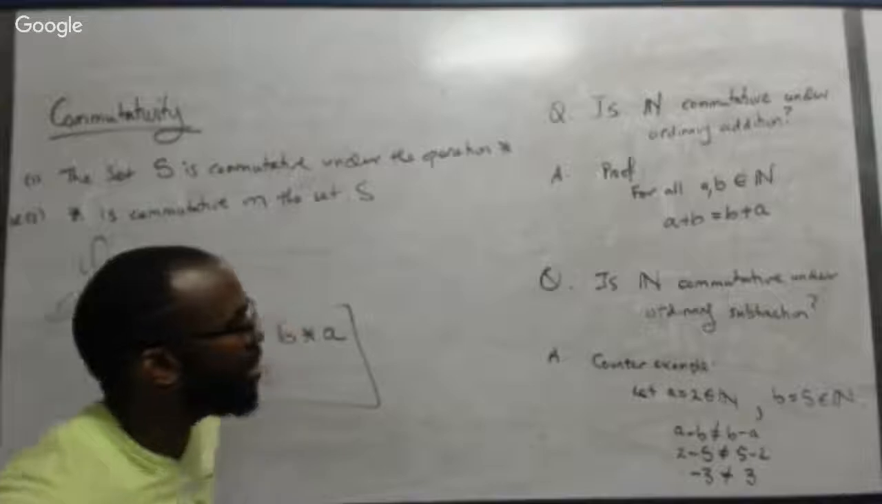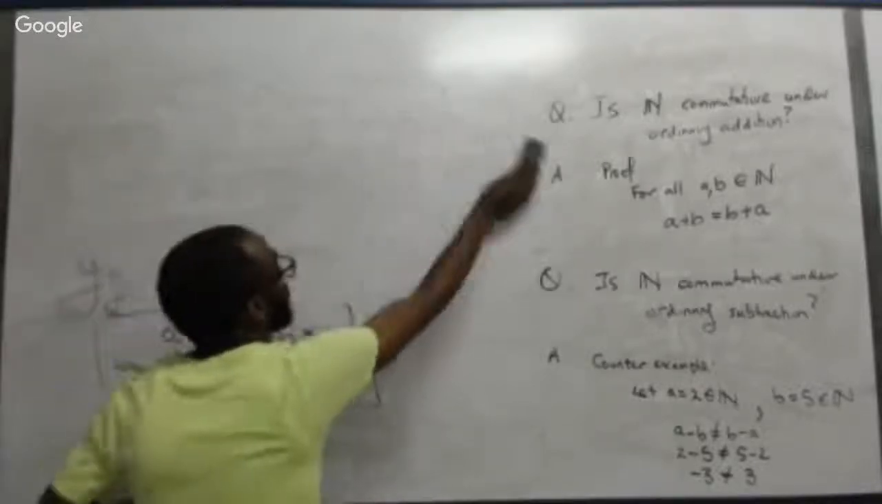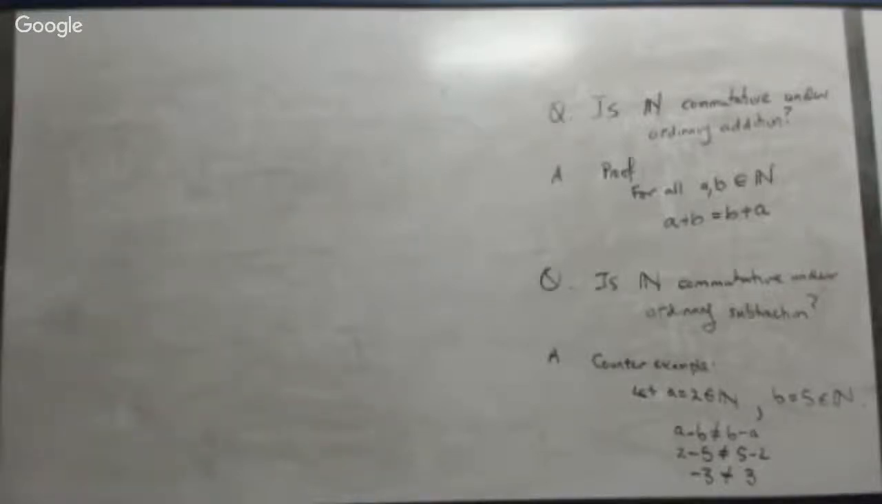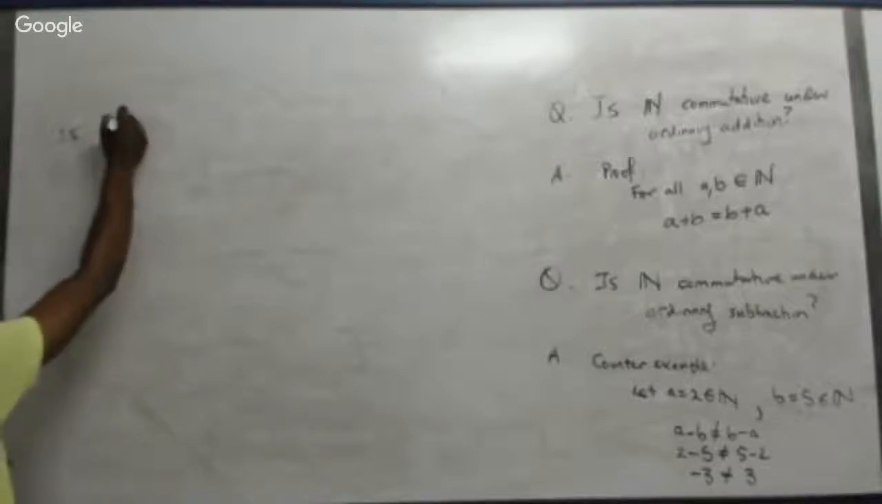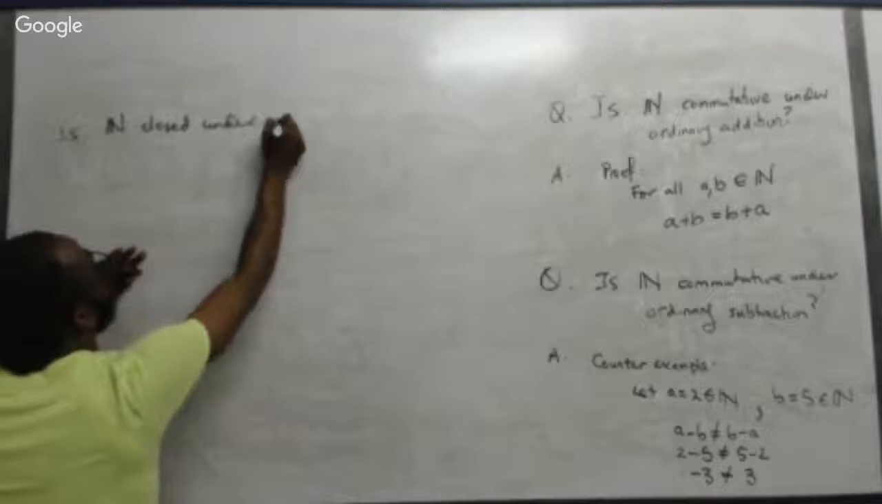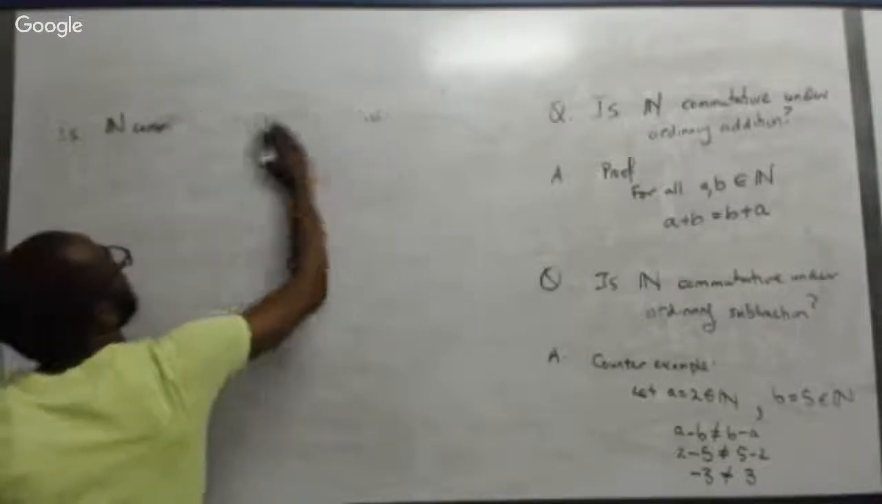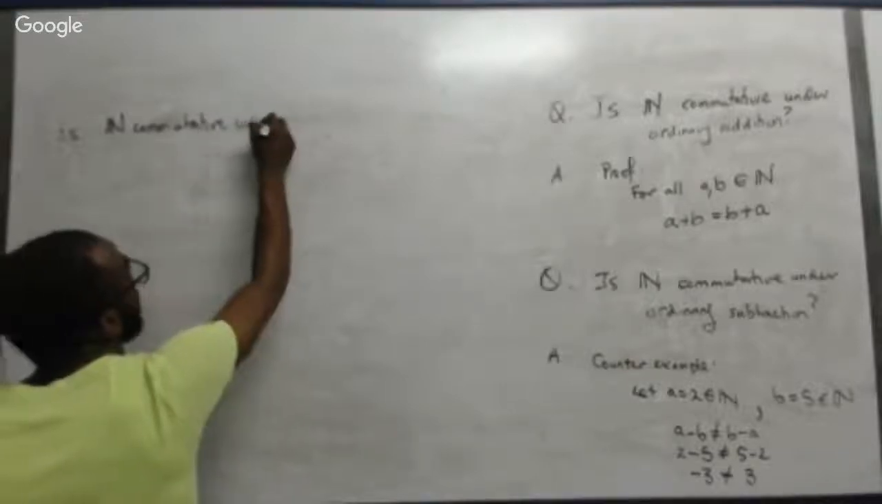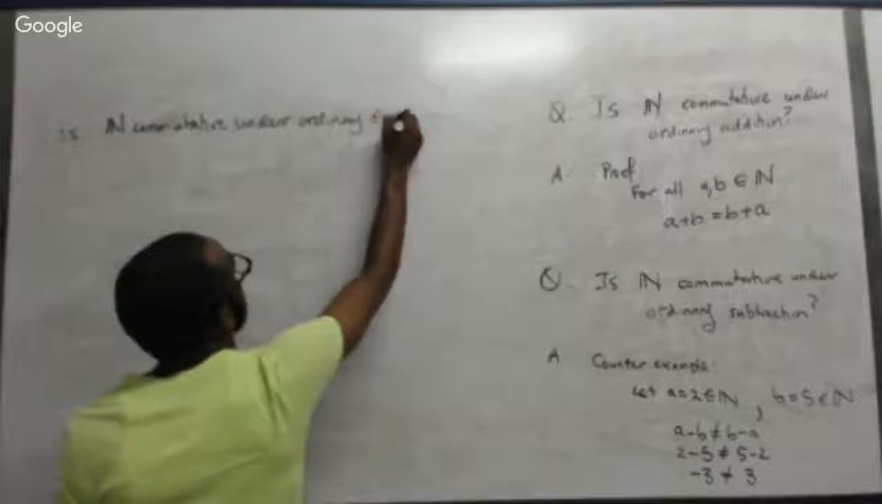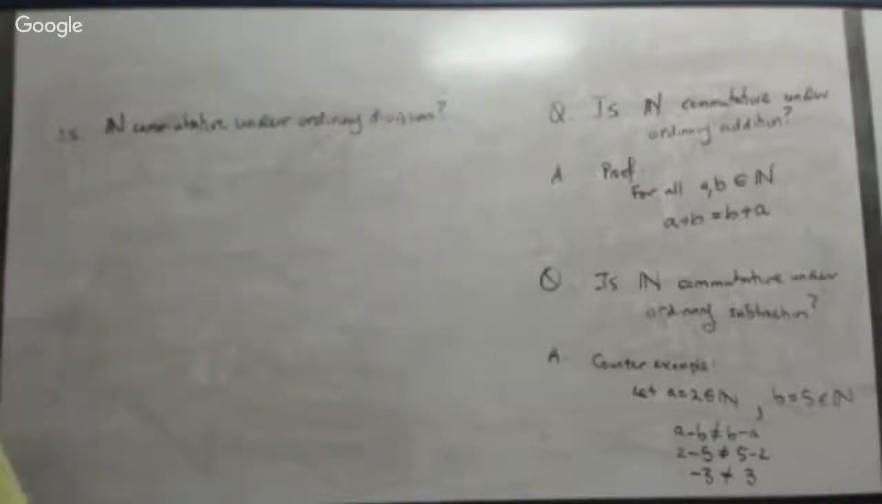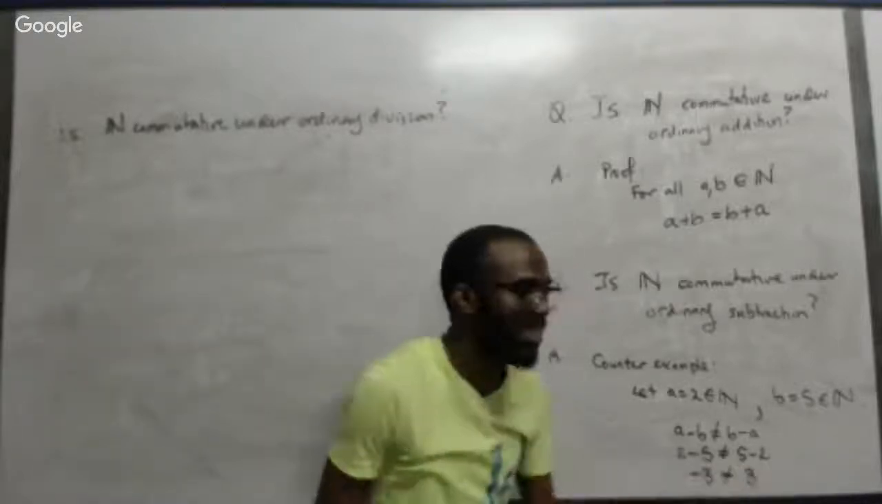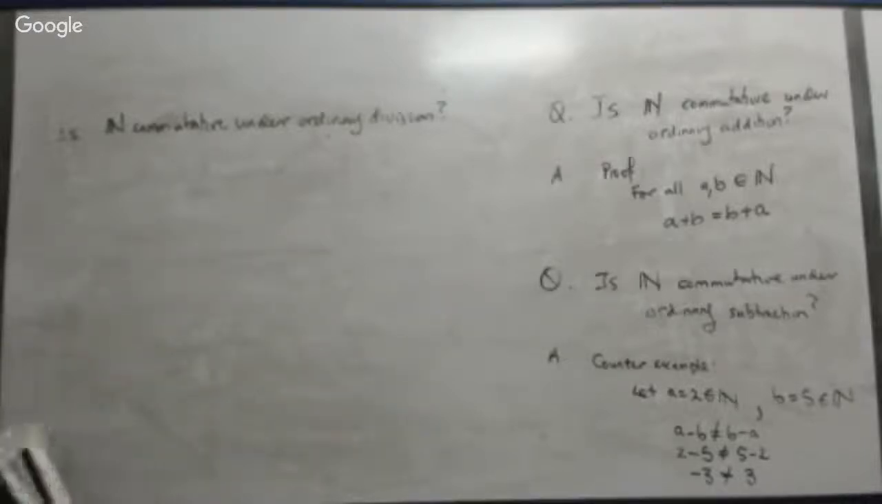Is the natural set closed under ordinary division? Go again? Closed or commutative? Commutative. Under ordinary division. Is it? Yes, no? Who said no? No. Give me an example where it is not. That same example. Because 2 divided by 5 is not the same as 5 divided by 2. One is 0.4 and one is 2.5.